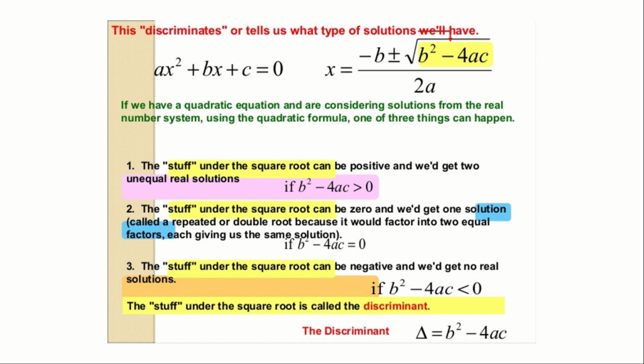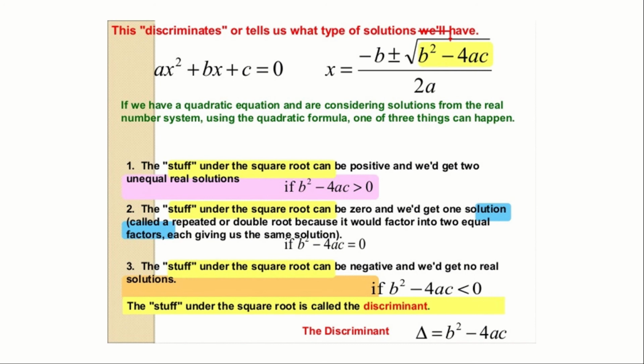We will get one solution, called a repeated or double root, because it would factor into two equal factors. So if b square minus 4ac is equal to 0, we will get two solutions which are equal. Next, the stuff under the square root can be negative and we will get no real solution. So this is the third case. The discriminant is given by the symbol triangle, called delta. So delta is equal to b square minus 4ac, or the discriminant is equal to b square minus 4ac. So these three things we have to keep in mind always.